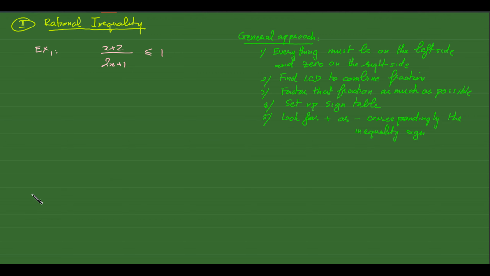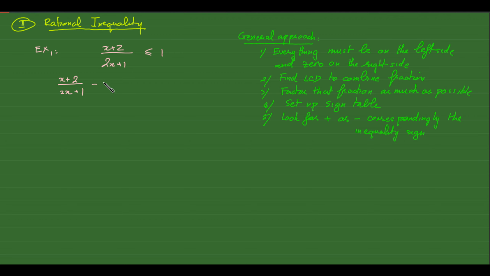Okay, all right. So let's follow the steps over here. First of all, you see that the number 1 is still on the right hand side, which is not good. Everything must be on the left hand side. So I'm just going to go ahead and subtract both sides by 1.